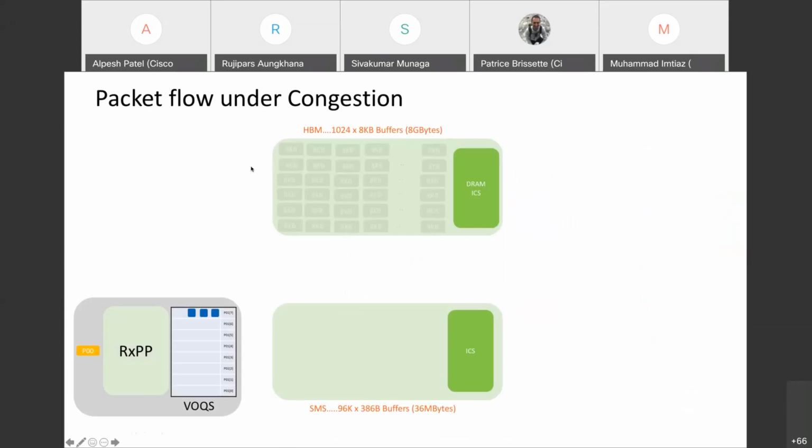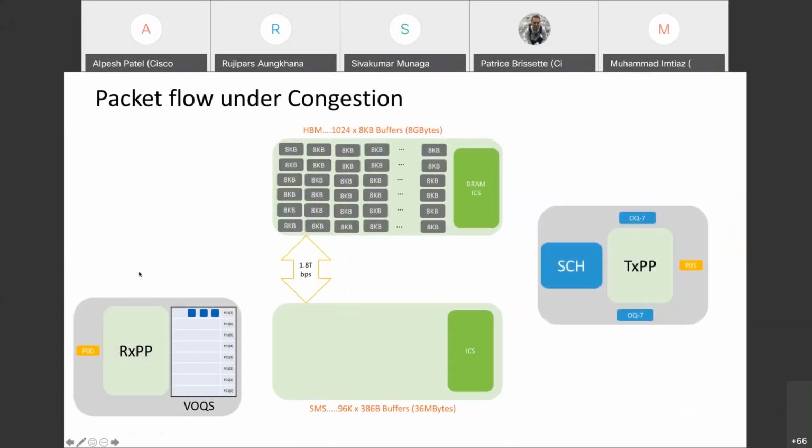So now, packet flow under congestion. We'll stop over here. Earlier we talked about when there is no congestion, the packet goes to the SMS. But in case of congestion, these VOQs are migrated to the HBM, and we have 8 gig. The speed between the HBM and SMS is 1.8 terabit per second, and that's more than enough to handle any incoming traffic. So that will not be a bottleneck. If somebody asks what the speed between them is, and whether there might be a drop there, no, there won't be.